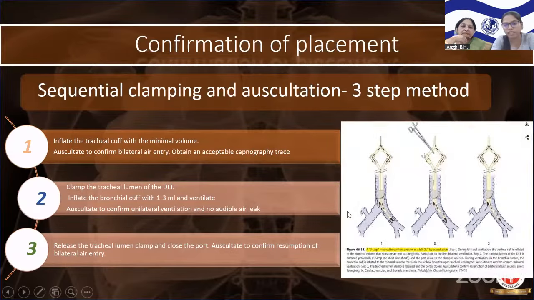First, after placing the correct size DLT, we inflate the tracheal cuff with minimal volume and auscultate for bilateral air entry. Once there is bilateral entry, we clamp the tracheal lumen of the DLT. Then inflate the bronchial cuff with a minimal volume of air, 1 to 3 ml, then auscultate on the right side and confirm there is no air entry on the right side. Then release the tracheal lumen clamp and close the port, then auscultate for resumption of bilateral air entry.